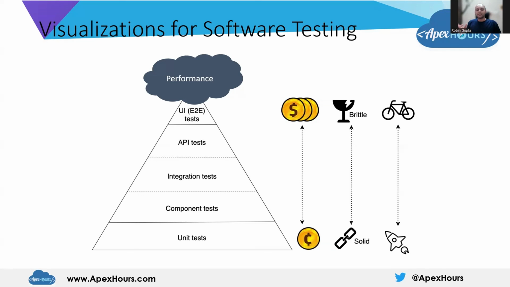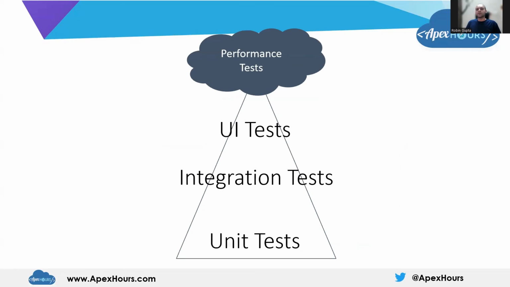And last but not the least, unit tests are really fast. We have a small rocket sign. And as we go up the automation pyramid, the UI tests tend to get slower in comparison to the API tests or to the unit tests. So we use this as a reference for understanding the design patterns for Salesforce test automation. So let's look at each of these layers in a simple way.